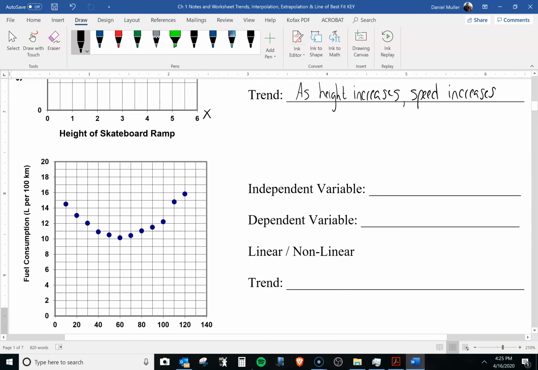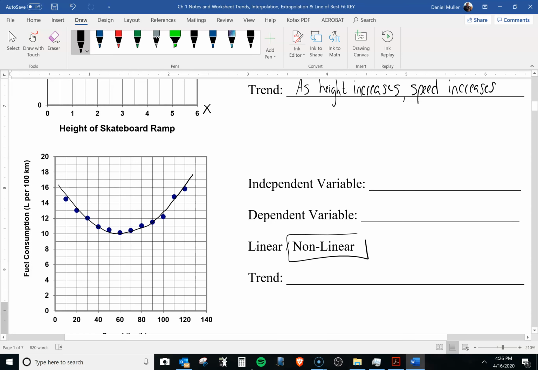Okay, so this is what I was telling you before. This is clearly non-linear. It has this curve to it, and it's very obvious. But we still have independent variables. Our independent variable is our x-axis. So that's right here. And then we have our y-axis.